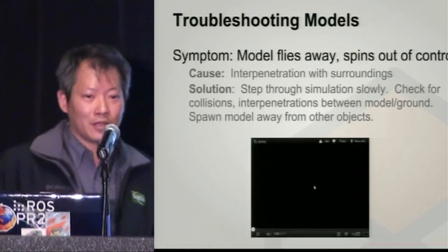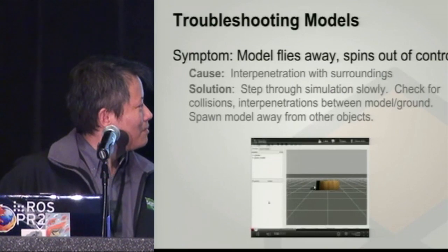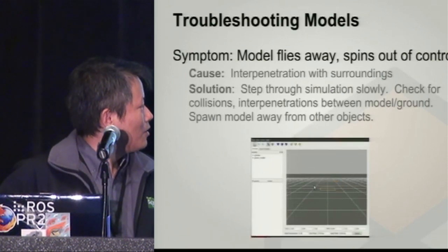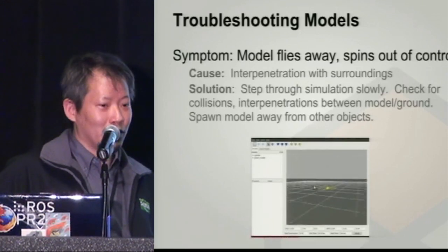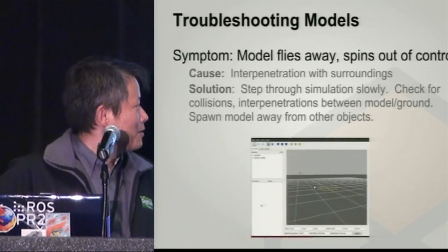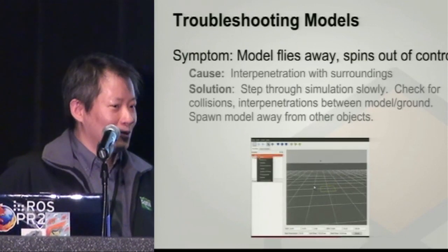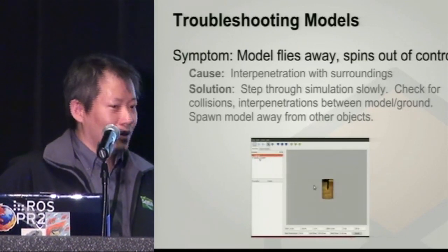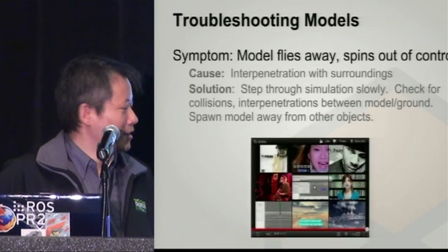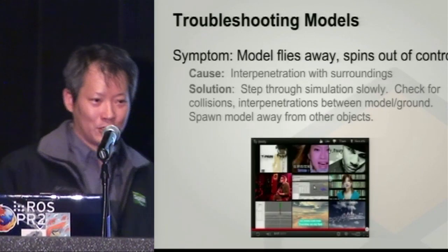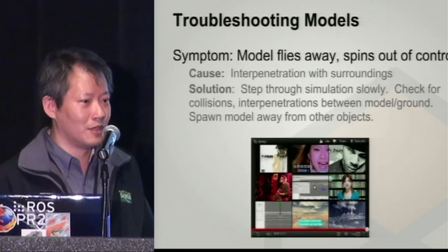From answering a lot of the answers.ros.org questions, this is kind of what you typically see. You start simulation and your model disappears. And then you look around and later on it falls down somewhere else far away. I blame this on the interpenetration correction of the physics engine, and there's been some work done to try to make that better in the near future.